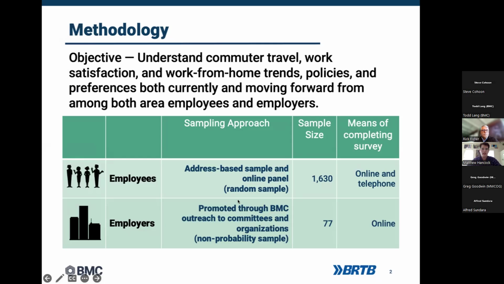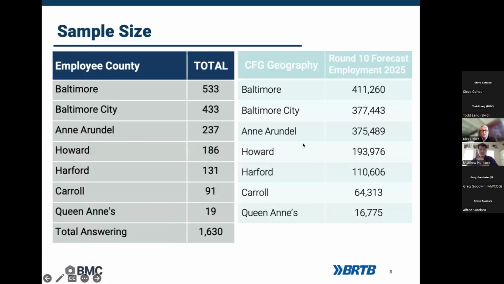I have a little bit more of a breakdown on the next slide, where you can see for the employee surveys of that 1,630, we have our breakdown for the region from Baltimore all the way down to Queen Anne's. And to the side of that, I included a table from the Round 10 forecast for employment, just to show that the response rates, with the exception of Anne Arundel, were relatively proportional to the expected employment size, so that we can have that comparative understanding of these responses. So again, relatively distributed out with that employment population or projected employment population.